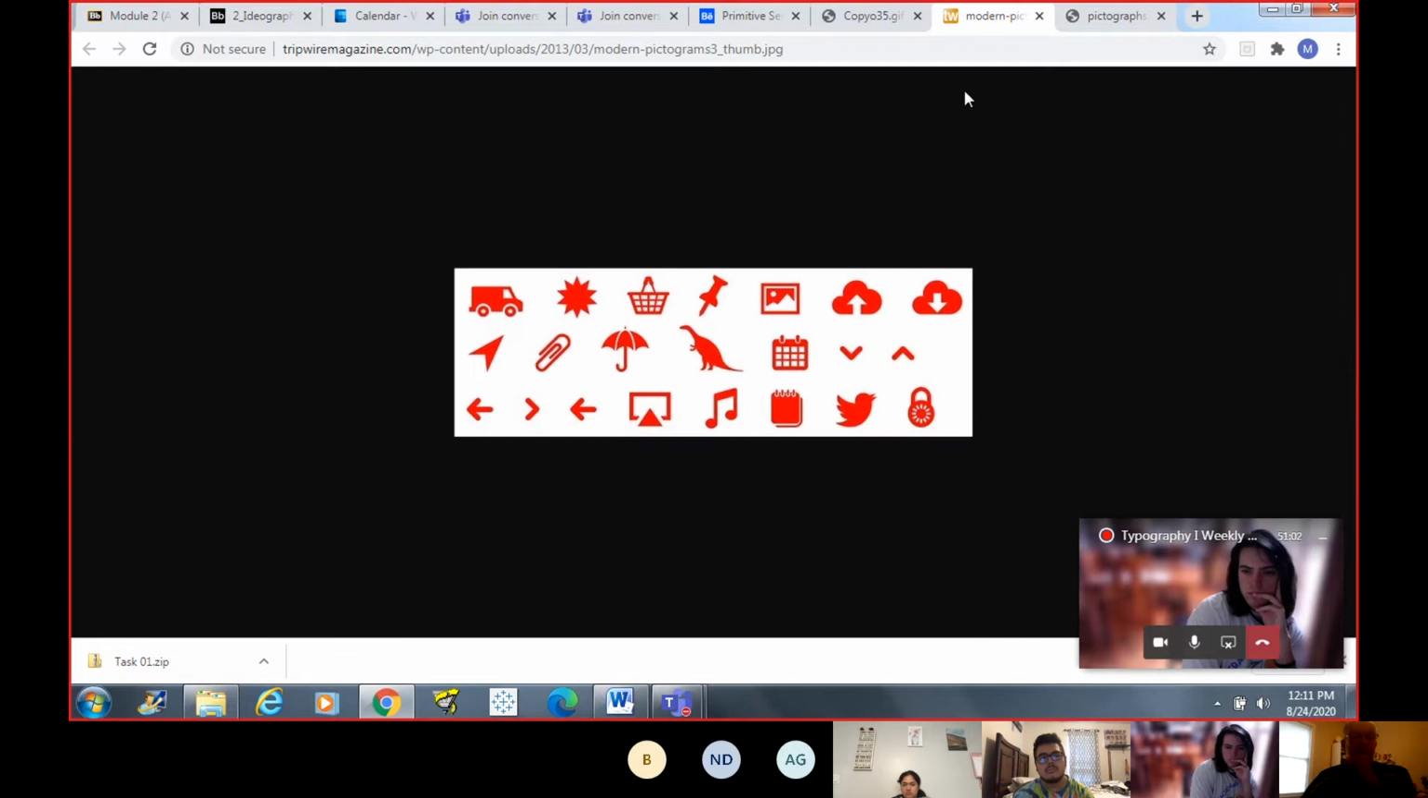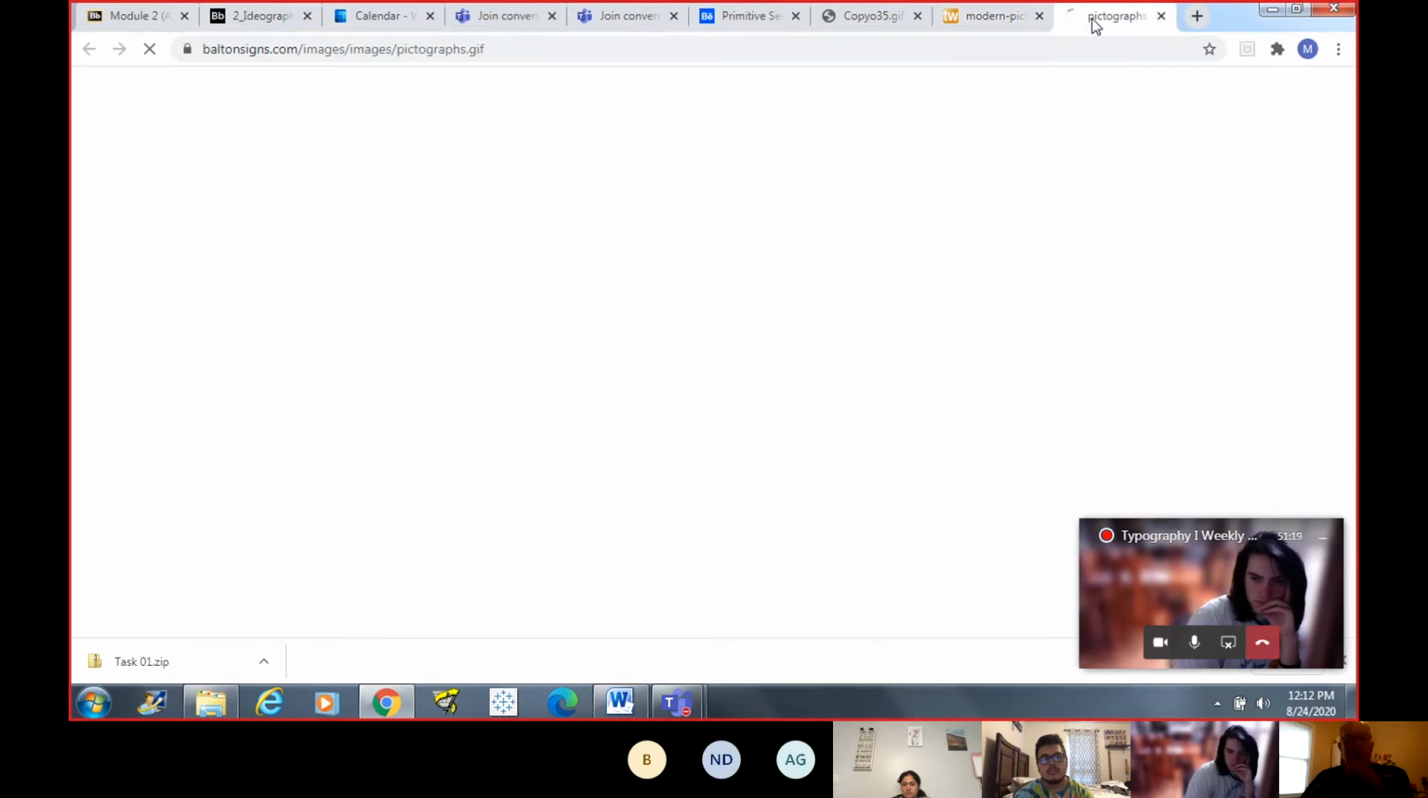This is from Tripwire magazine, and we see these all the time. We sort of see these logos. What is that? It's a basket, or it could be for shopping. That's a thumbtack. Here's a dinosaur. So some of these are symbols. We know what that is. It's a bird, or Twitter, the company. Particular logo.